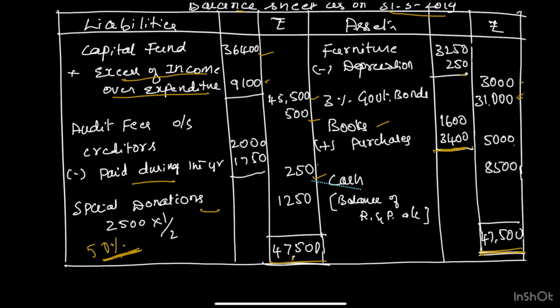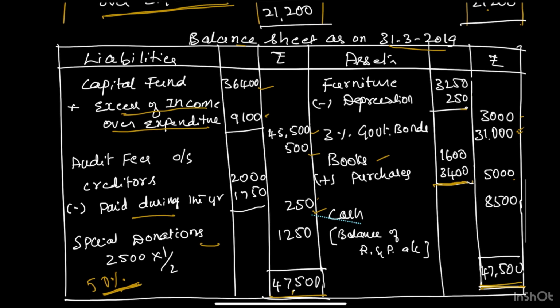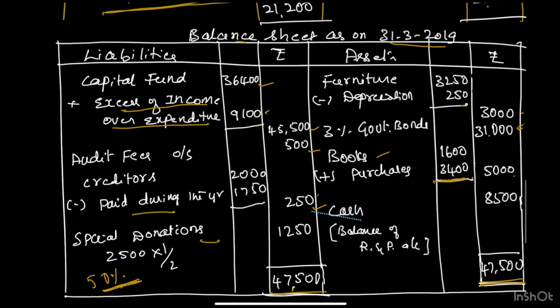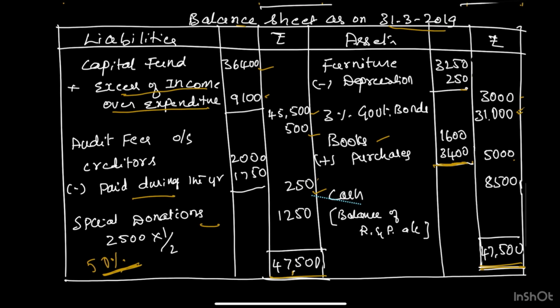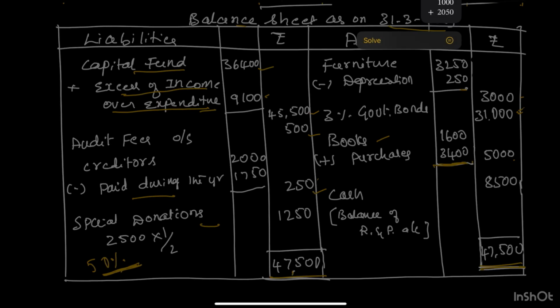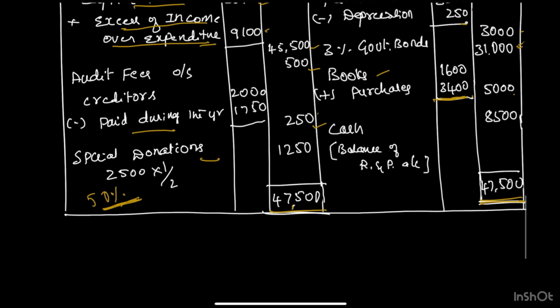On the asset side, we get 47,500, and on the liability side also we get 47,500. That means we have taken all assets and liabilities. By this, we prepare the final accounts of a non-trading organization, where we do not consider profit. Capital is considered as capital fund, and profit is considered as excess of income over expenditure. I think you are clear about this preparation.